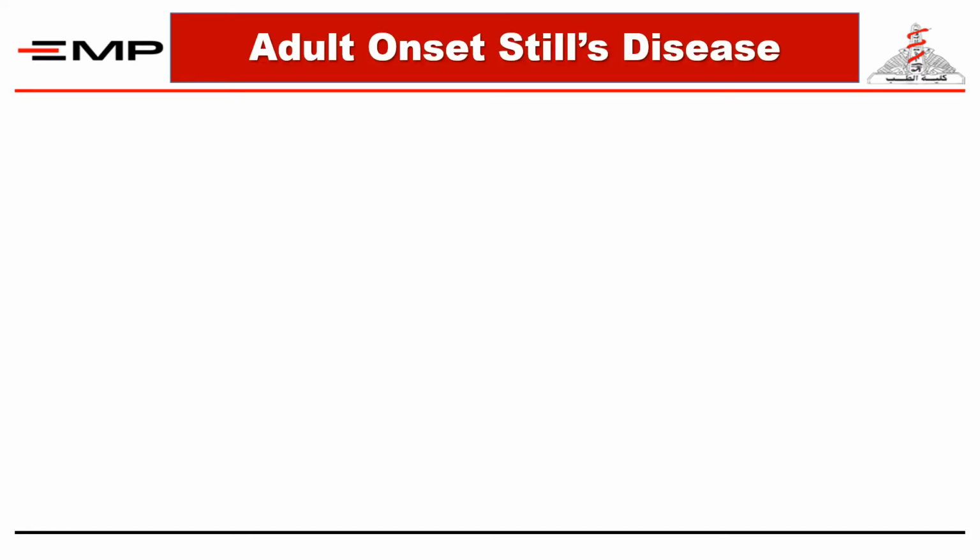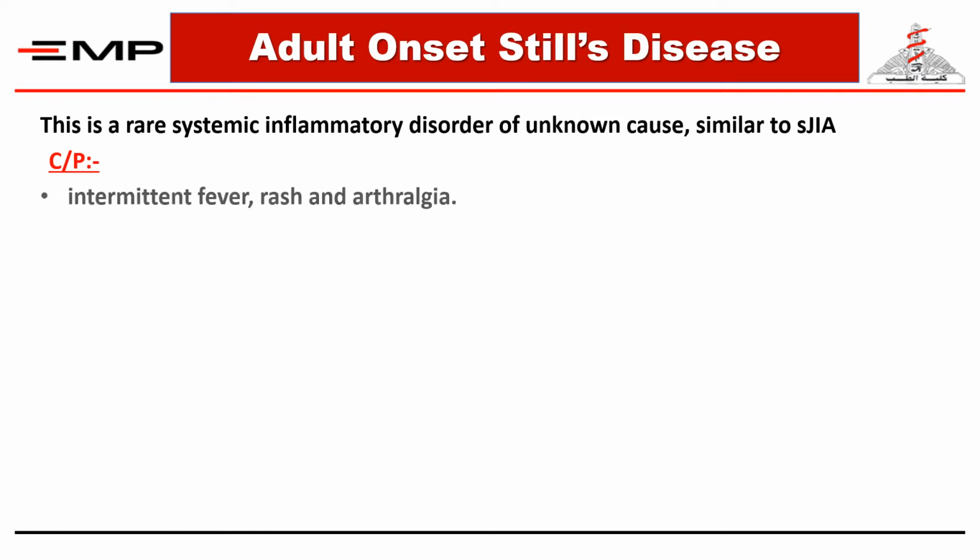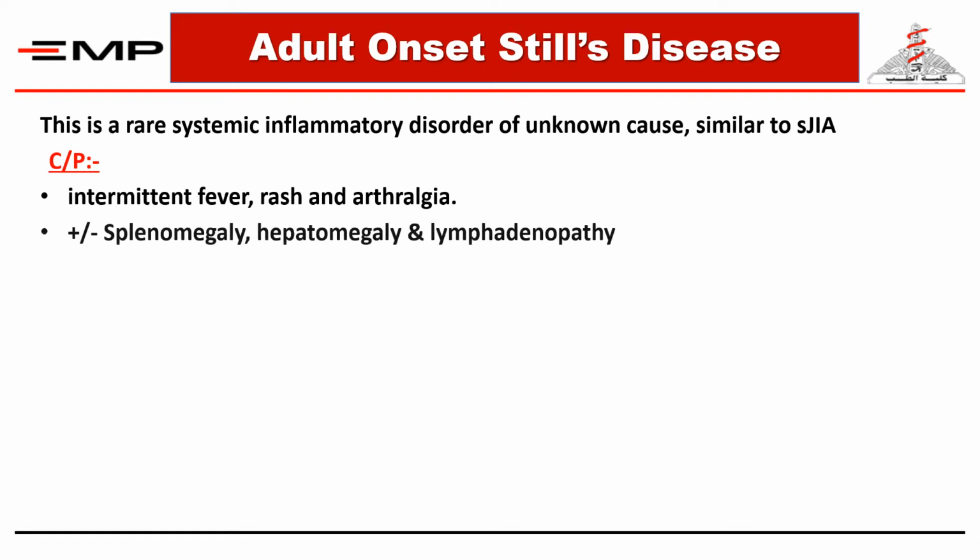One of these differential diagnoses is adult onset Still's disease. We will focus on this disease because it has some importance. It is a rare systemic inflammatory disorder of unknown cause. It is similar to Still's disease in children, which is called systemic juvenile idiopathic arthritis. Clinical picture: the patient has intermittent fever, rash, and arthralgia, with or without splenomegaly, hepatomegaly, and lymphadenopathy.